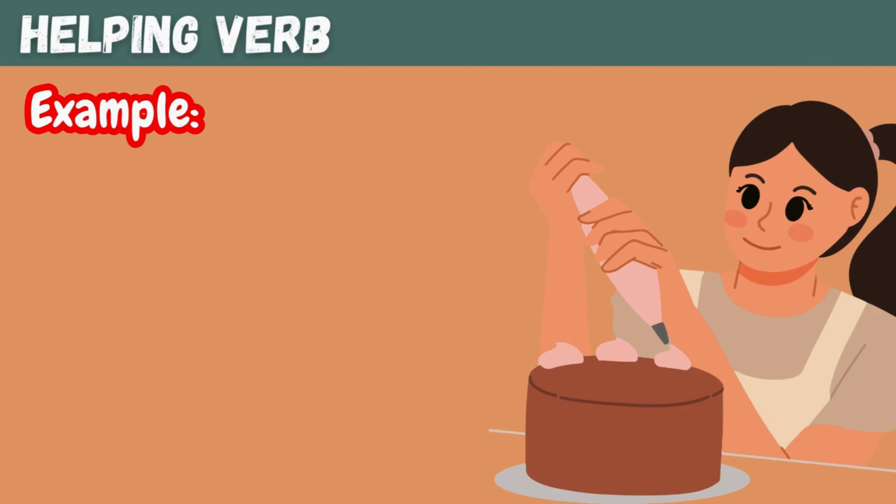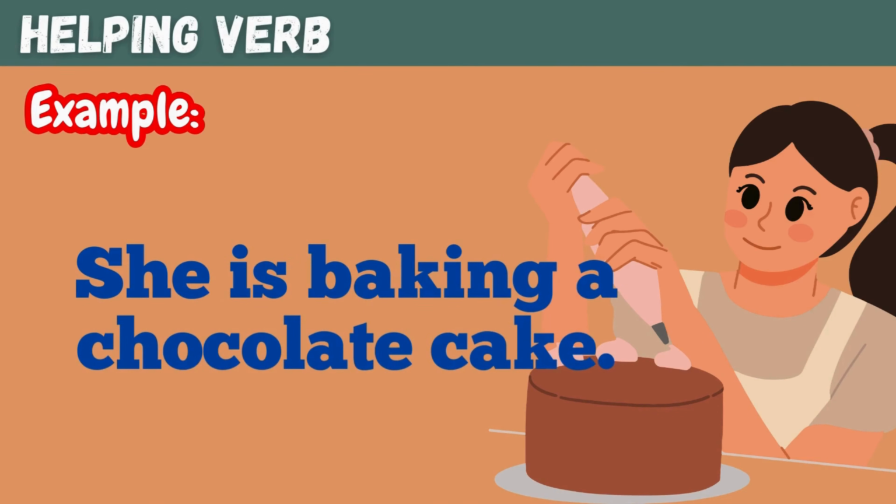Ready, kids? Let's begin. She is baking a chocolate cake. The verb in this sentence is is. Is it a helping verb? Good job, kids. Yes, it is a helping verb. Because is helping the main verb, baking.